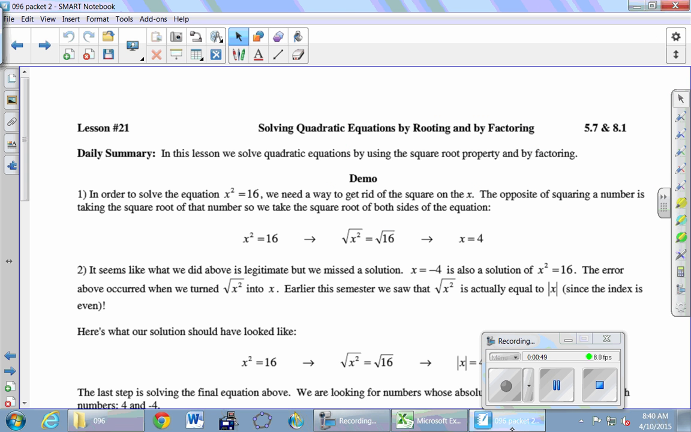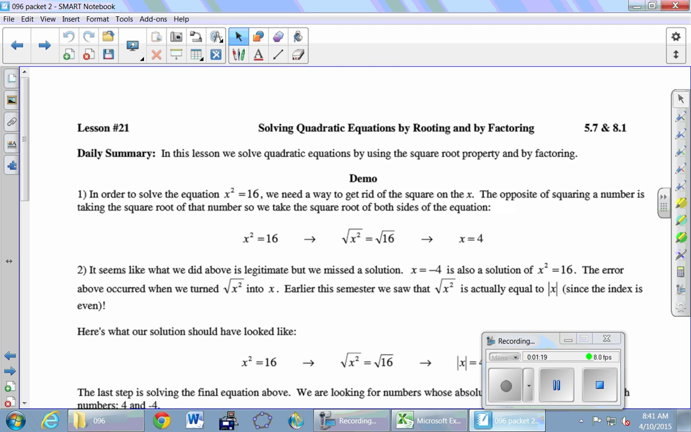Okay, so starting at the top of 141, Jeremy. Okay, so 2 techniques to solve the same kinds of equations. Lucas, number 1. To solve the equation x squared equals 16, we need a way to put the square the opposite square root, so the square root of both sides.